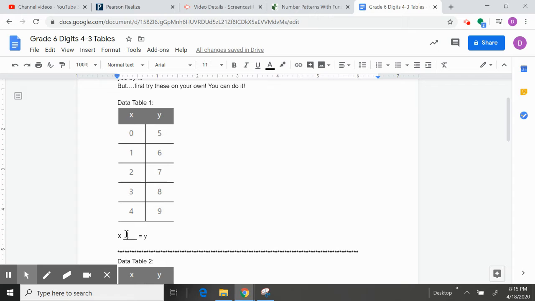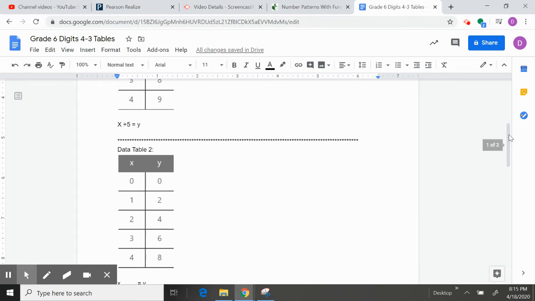So my equation must be x plus 5 equals y. And if I want, I can get rid of those little lines that I don't need. So I'll do that. So my equation, x plus 5 equals y. Hopefully that made sense. If not, rewind the screencast.